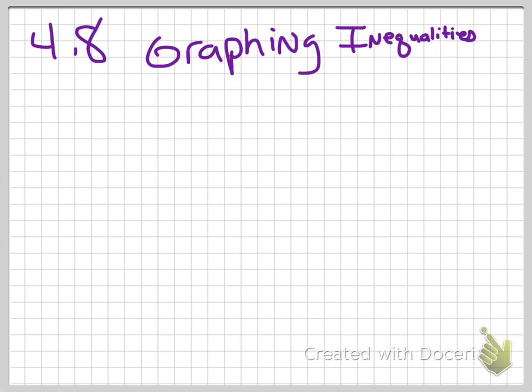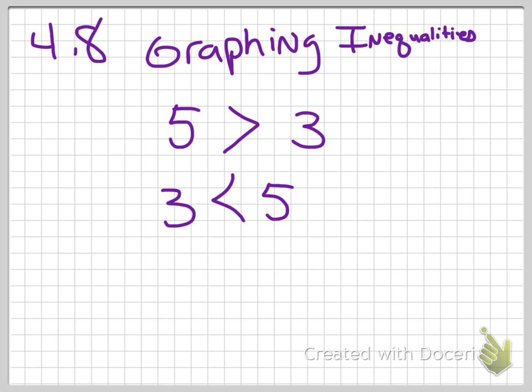Inequalities. Let's just review what inequality is real quick. If I said 5 and 3, I don't want to say they're equal because they're not, but we want to say that one's bigger than the other. So how do I write that? I can turn this around and do the 3 and the 5, and it still opens towards the 5, right?